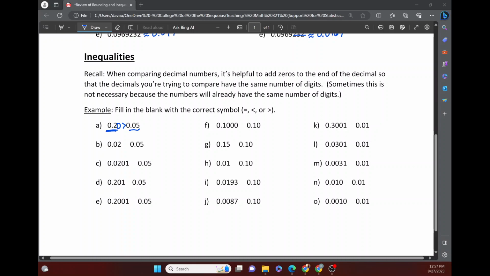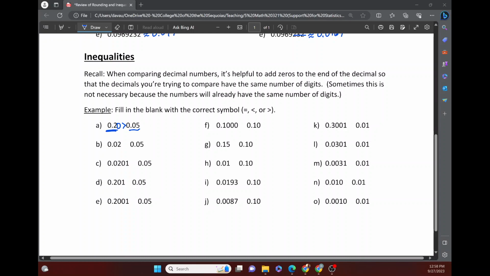And you can read these statements left to right, or you can read them right to left. If we read left to right, this would say 0.2 is greater than 0.05. And if we wanted to read it right to left, we would say 0.05 is less than 0.2. Those two statements mean exactly the same thing.